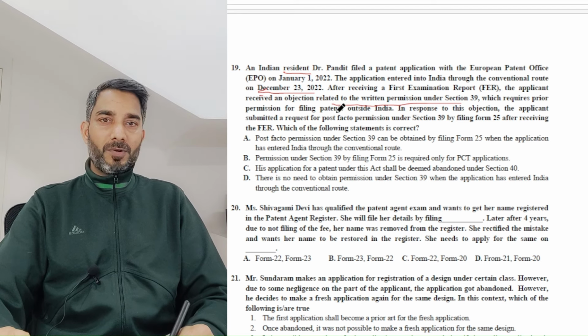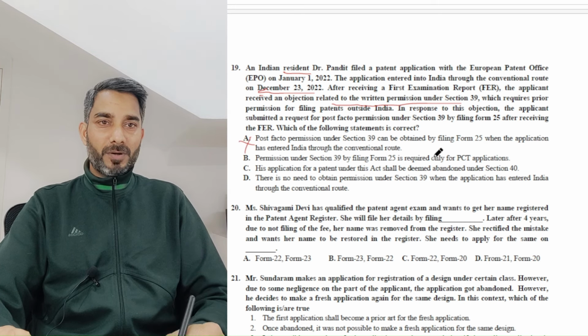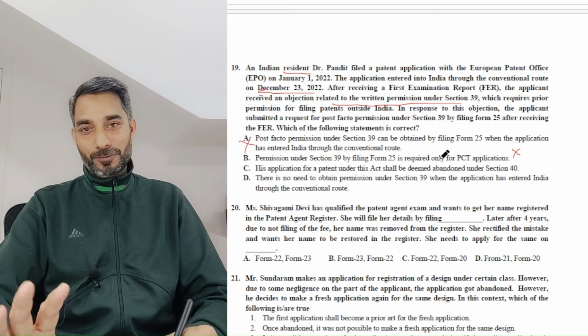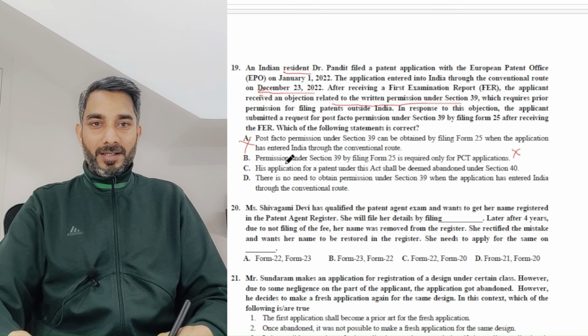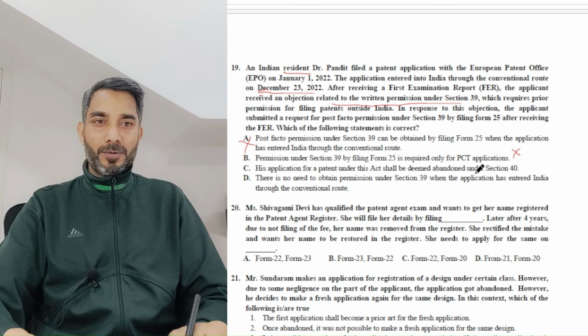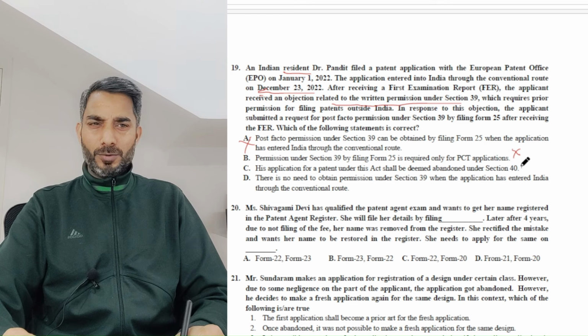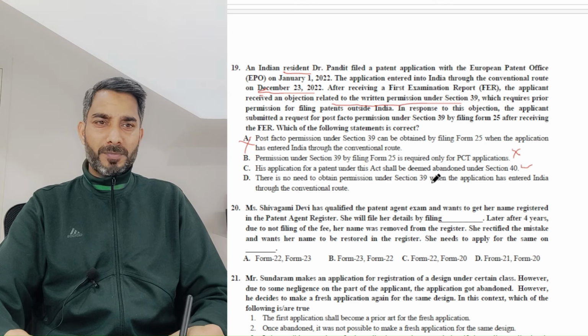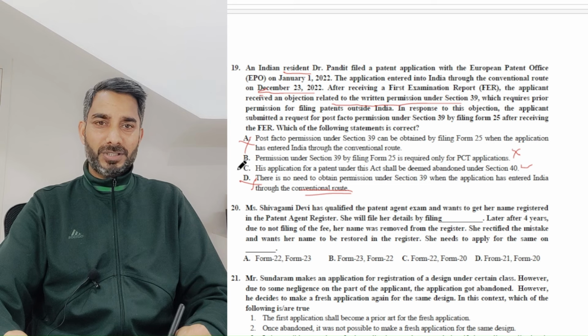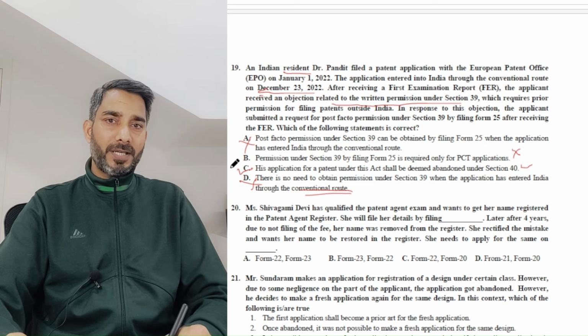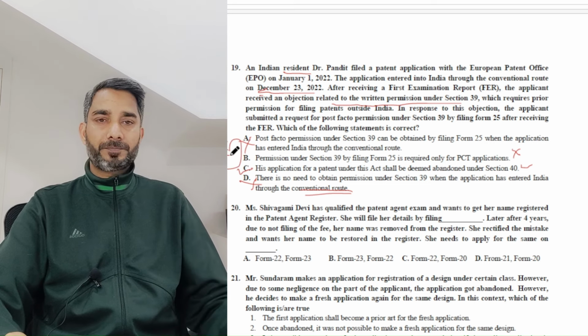Post facto permission can be obtained. There is nothing like this. Permission under section 39 by filing form 25 is required only for PCT applications. No, any application that you need to file outside India without filing in India, FFL is required. His application for a patent under this act shall be deemed to be abandoned under section 40. This looks good. There is no need to obtain permission under section when the application has entered India through convention route. No. If this is for foreigners, not for Indian resident. So C is correct. Okay. C is the answer for this.